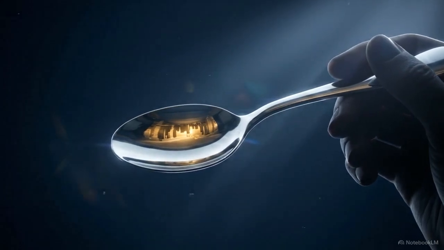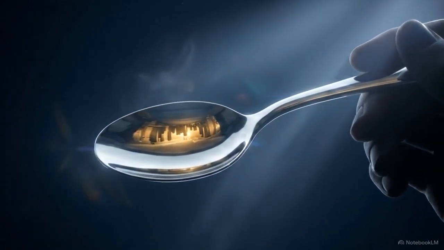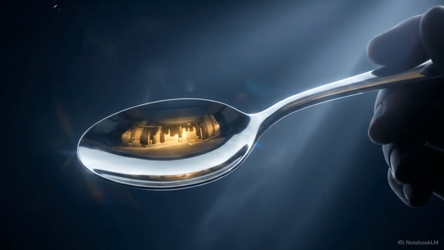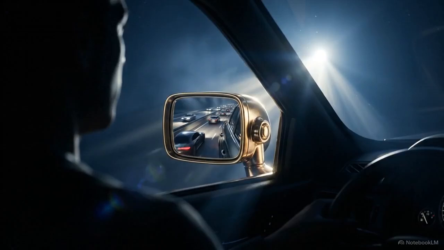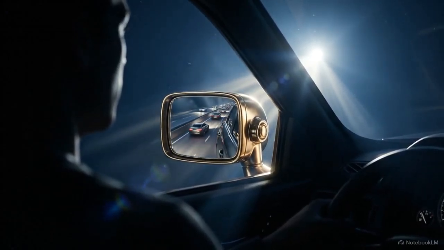If you look into the bowl of a silver spoon, your face stares back at you completely upside down. But if you glance at the passenger side mirror of a car, it squeezes 3 lanes of traffic into a tiny upright square of glass.